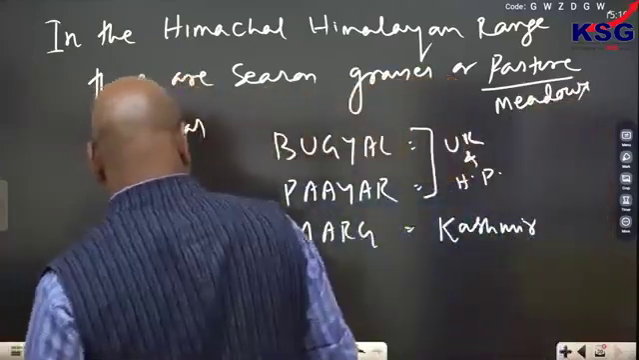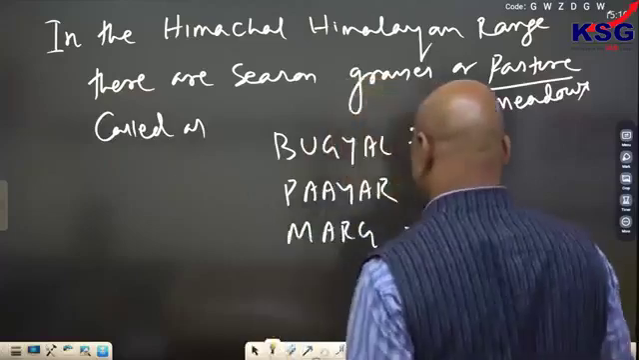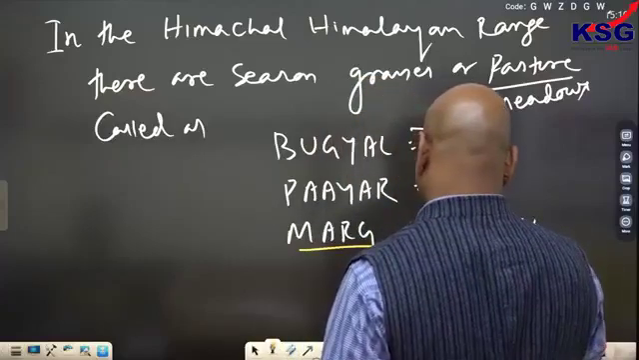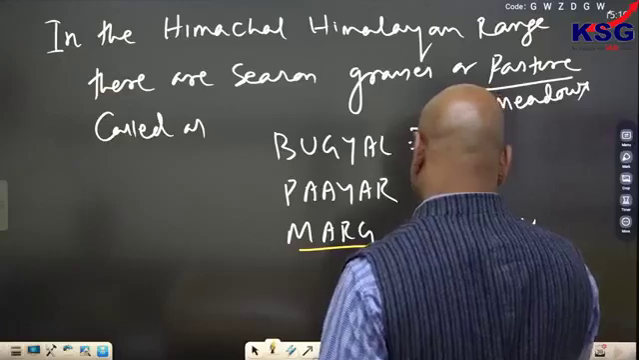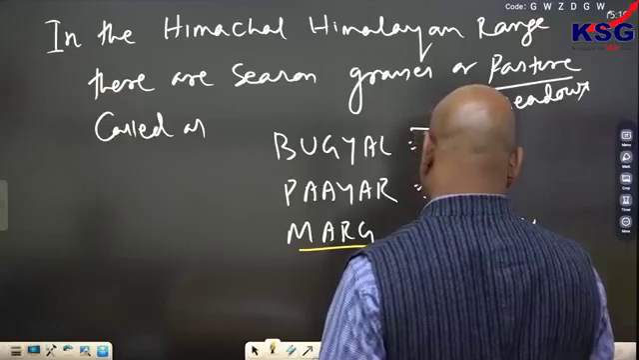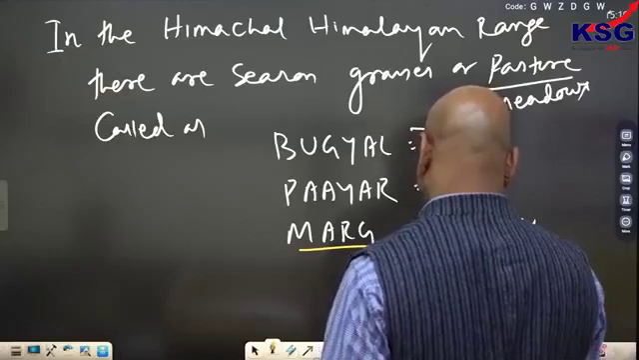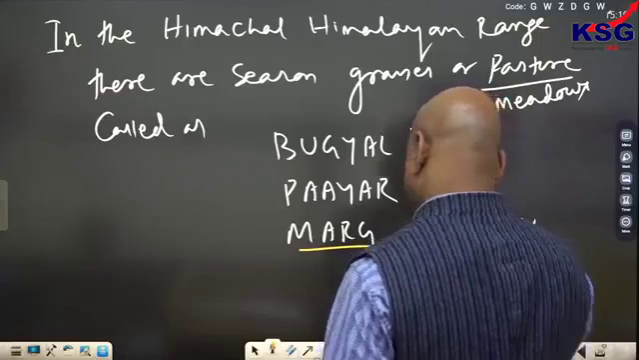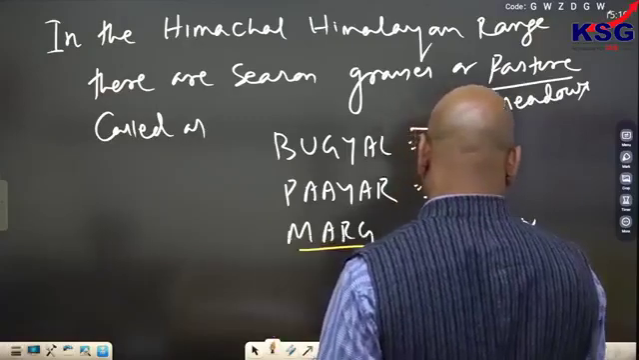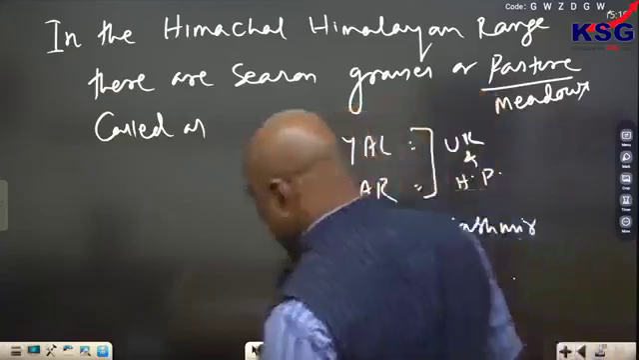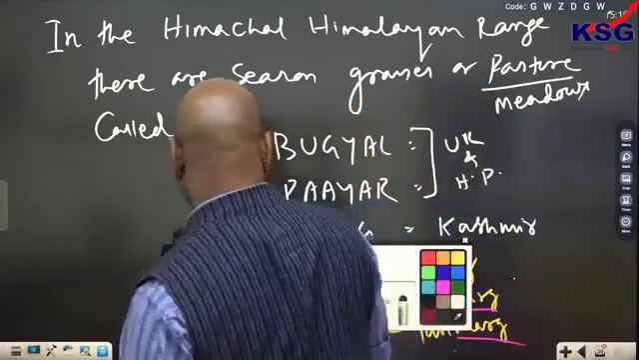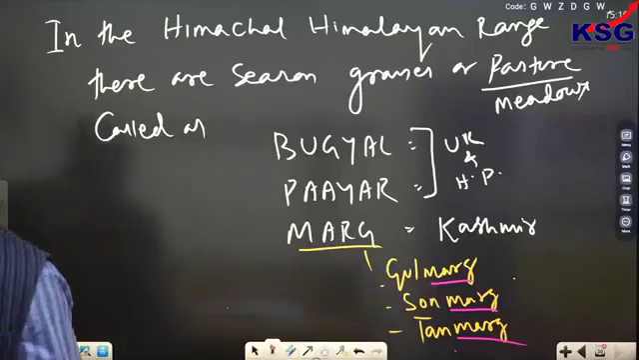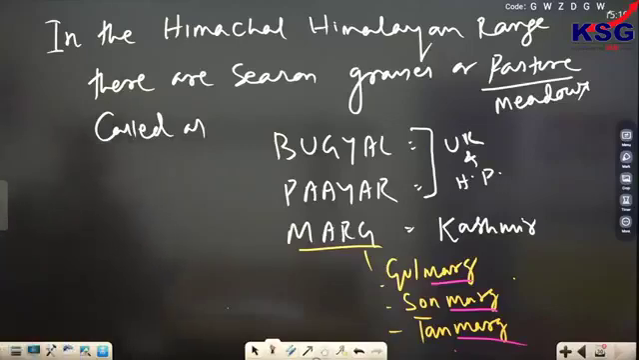They are called as different names. So in this way you have Gulmarg, Sonmarg, you know. ये मर्ग से ही हो गया आपका कश्मीर में गुलमर्ग, सोनमर्ग, and you have the Tanmarg. देखो आप, गुलमर्ग, सोनमर्ग and Tanmarg. These three are there.